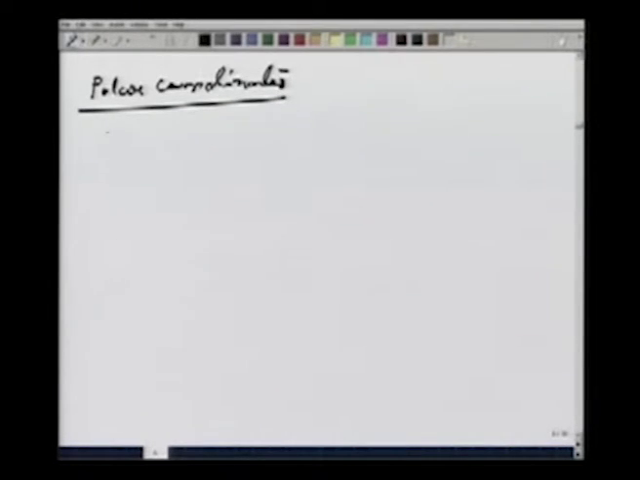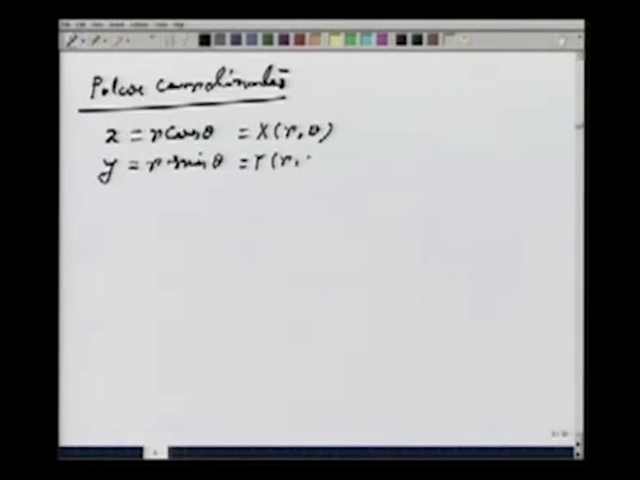So we know what it is, that x is given by r cos theta, y is given by r sine theta. Okay. So that means it is capital X of r theta instead of u and v. It is capital Y of r theta.